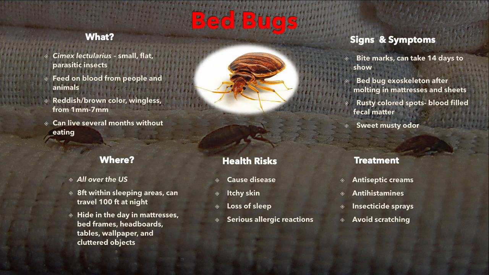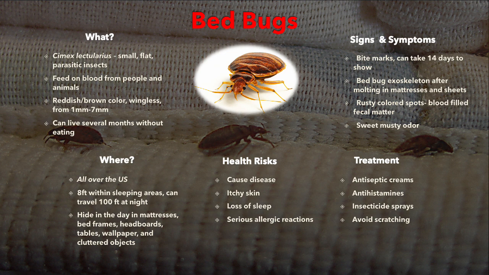Bedbugs. These are small, flat, parasitic insects that feed on blood from people and animals. They're reddish brown in color, wingless, and 1 to 7 millimeters big. They can live several months without eating. They're found all over the U.S. They usually live 8 feet within sleeping areas and can travel up to 100 feet at night. During the day, they hide in mattresses, bed frames, headboards, tables, wallpapers, and cluttered objects such as stuffed animals.